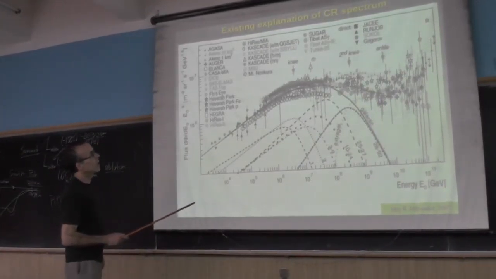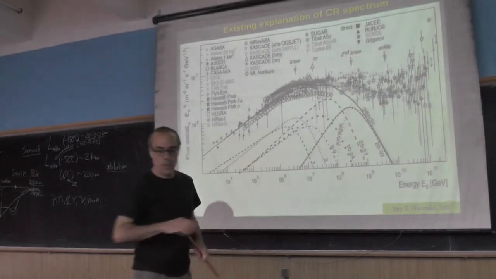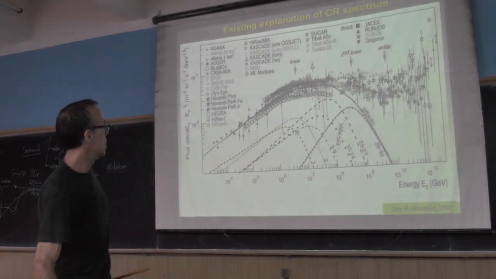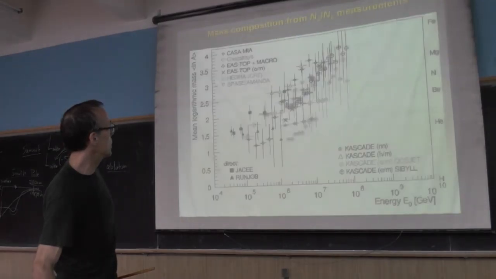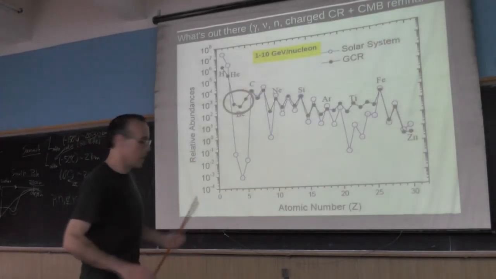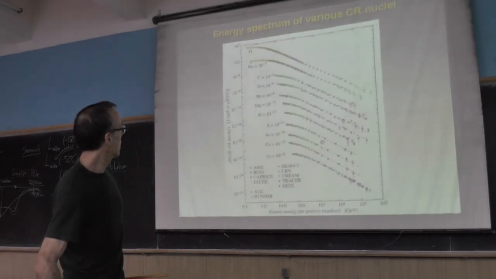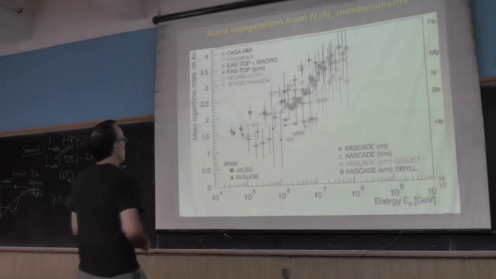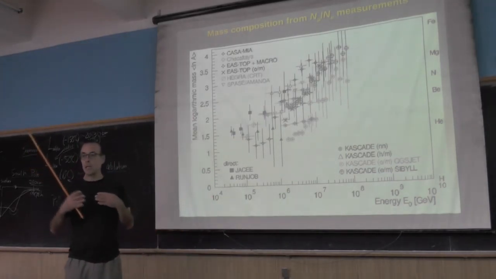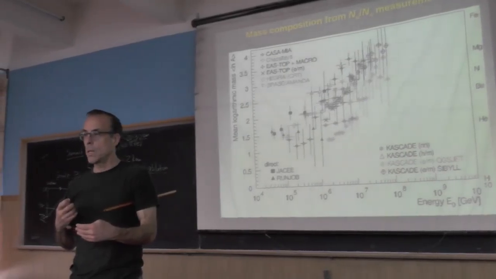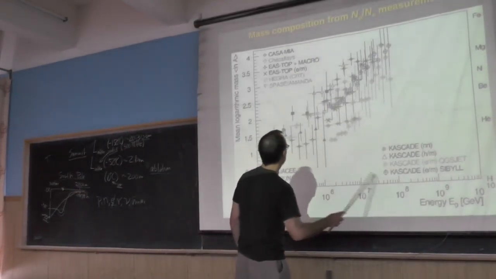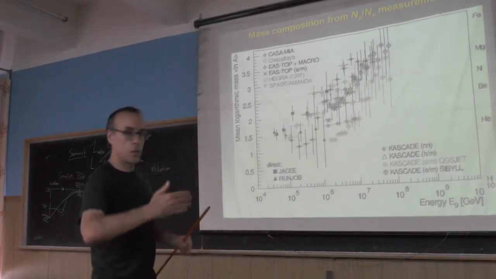Here is a compilation. There are basically two ways that experiments are done. There are experiments which seek to measure nuclei such as this one, and they measure the so-called mean logarithmic mass. The mean logarithmic mass is just a measure of how heavy the average nuclei are that are incident on the Earth. And as the energy increases, the mean logarithmic mass also increases. So things are getting heavier.